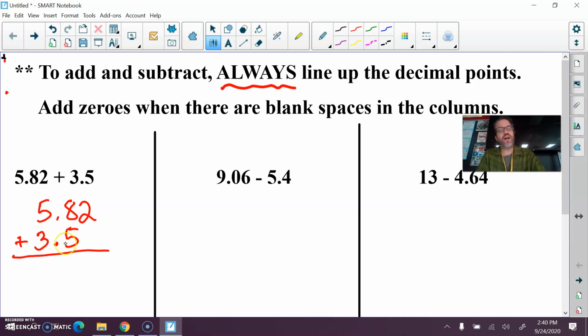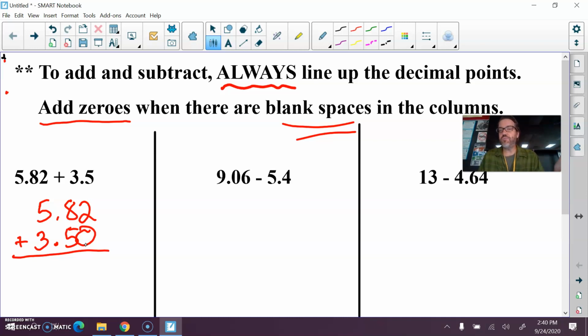We have 3 and 5/10, but we don't have any digits in the hundredths place here. The number up here does have the hundredths place. There's a 2 shown in the hundredths place. So what you need to do is add zeros when there are blank spaces in the columns. So 3 and 5/10, I can add a 0 here. And now it says 3 and 50 hundredths.